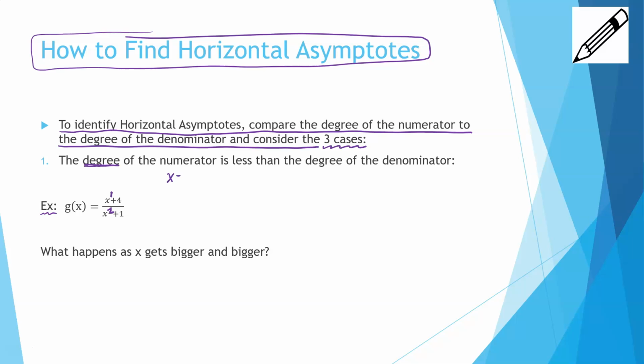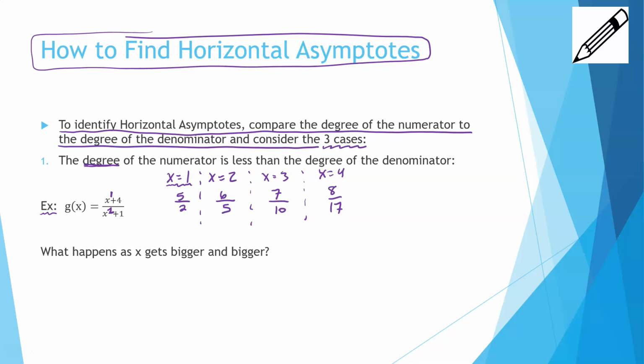Now, in order for us to truly understand what's happening, we are going to take these and plug in some values. If I plug in 1 on top and bottom, I'm left with 5 halves. If I plug in x equals 2, so I'm going to plug in x's that get bigger and bigger and bigger, that gives me 6 on top over 5 on the bottom. If I plug in x equals 3, I end up with 7 over 10. If I plug in x equals 4, I get 8 over 17.